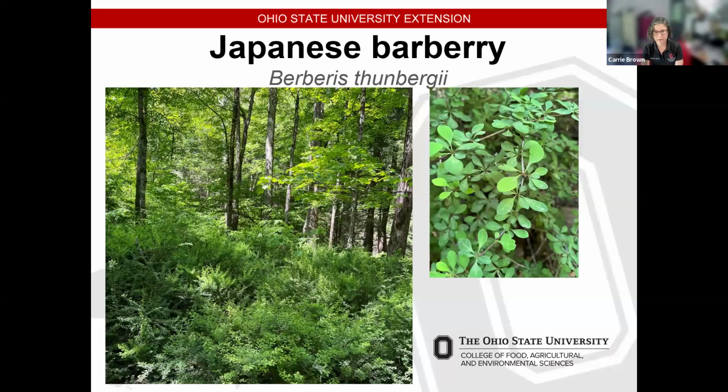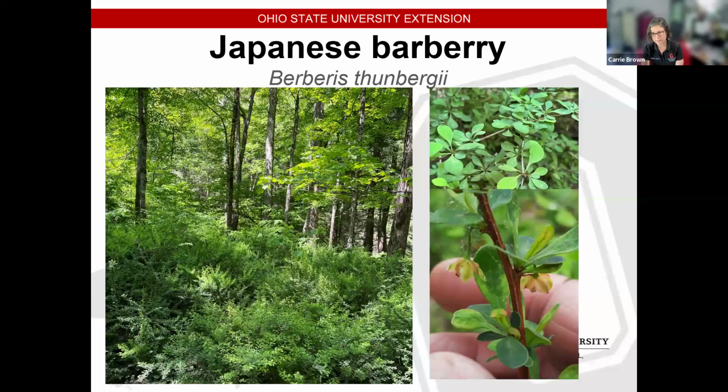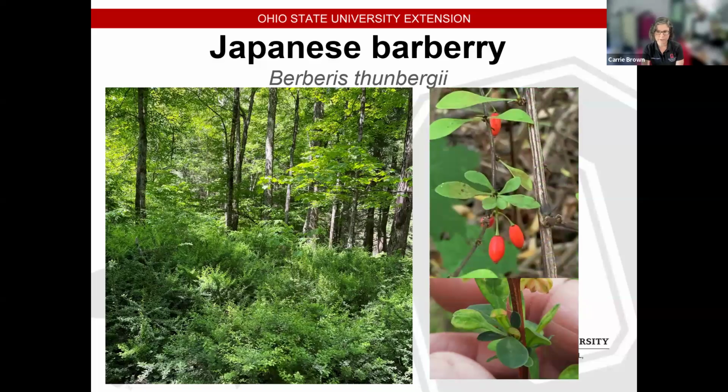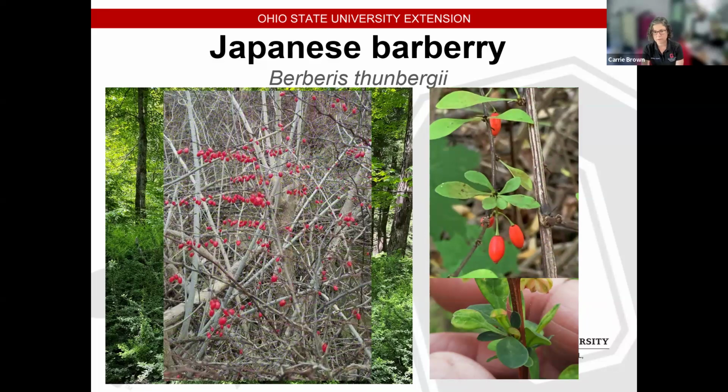You can see here a well-established population of Japanese barberry on the left, and an up-close picture of what those leaves look like, and those grooved stems, and you can see the flowers there. Eventually, those flowers will mature into these red fruits, and a lot of times those will persist on the plant even into the dormant season.